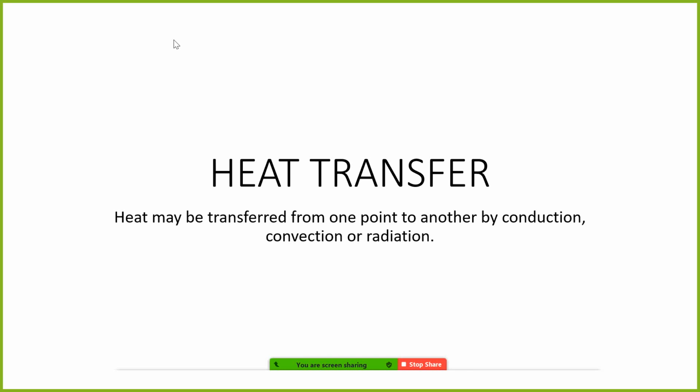So a part of this lesson, we are going to speak on the three methods that we use in physics whenever we're dealing with heat transfer. When something is being transferred, it's just moving from one point to another point. And the three main ways heat is transferred is through conduction, convection, and radiation.